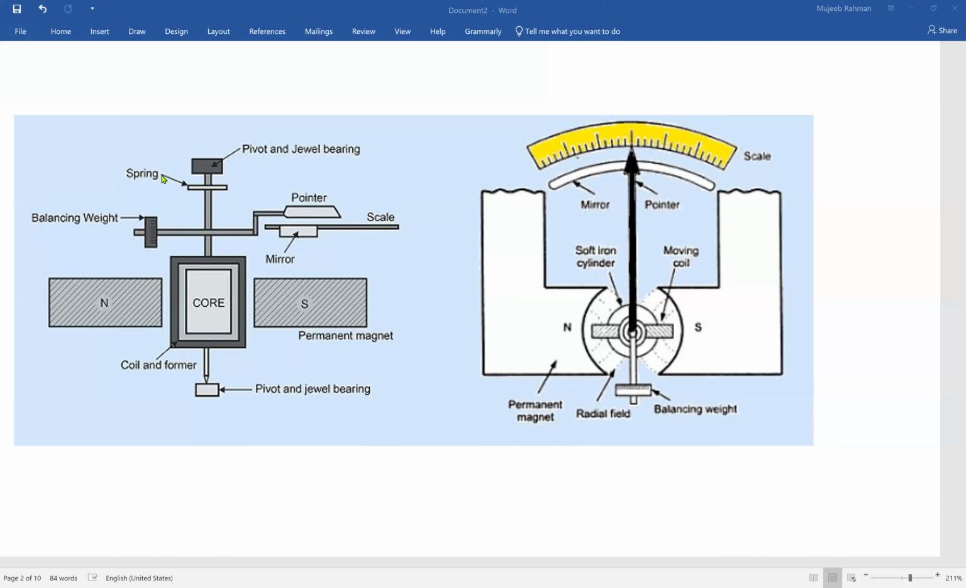The first purpose: the springs act as the incoming terminals for the current, the quantity that is measured, to get into the moving coil as well as to leave from the moving coil to make the circuit complete. So the springs are acting as incoming and outgoing terminals. At the same time, these springs also provide a special mechanism called the controlling torque, which we are going to discuss in the following slides.